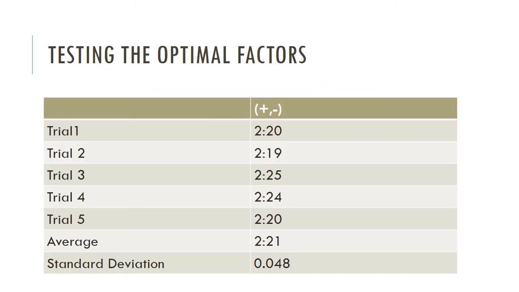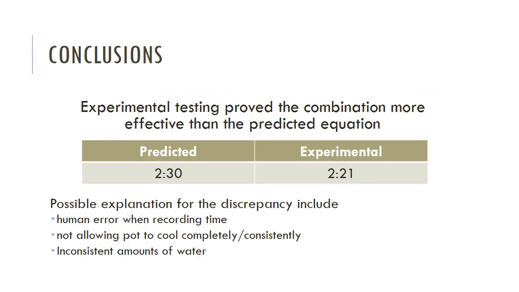And so then we went through the entire procedure again, and our average came out at 2 minutes and 21 seconds for the plus minus combination. So what we found was that the combination in the experiment was actually more effective than the predicted equation, being 2 minutes and 21 seconds versus 2 minutes and 30 seconds.